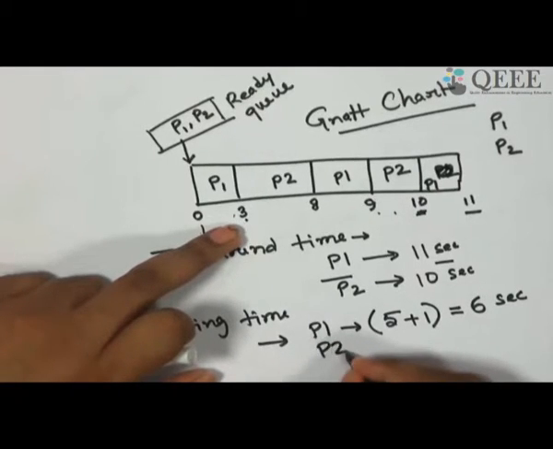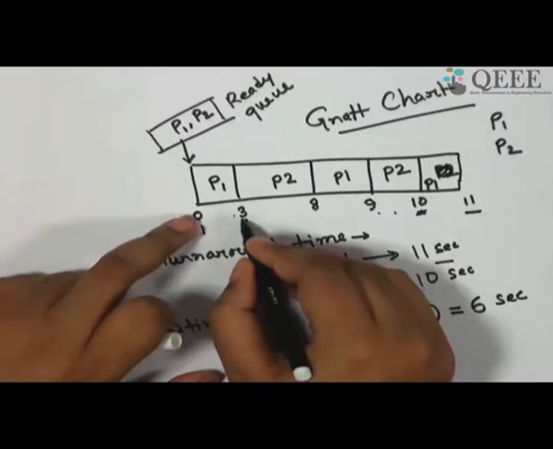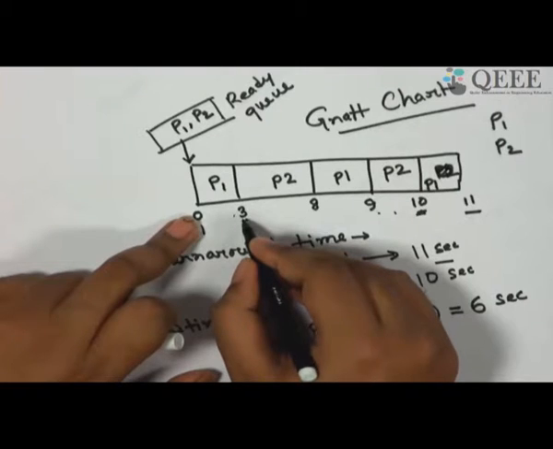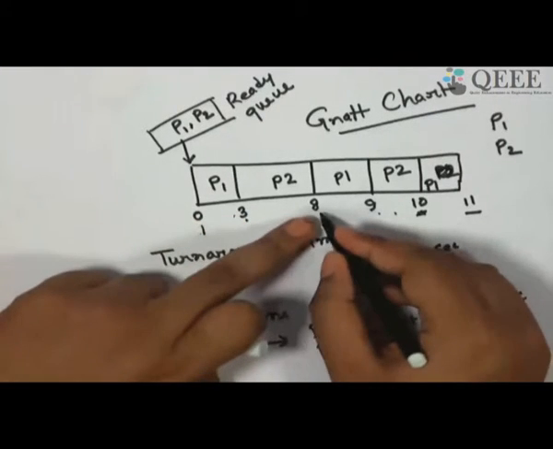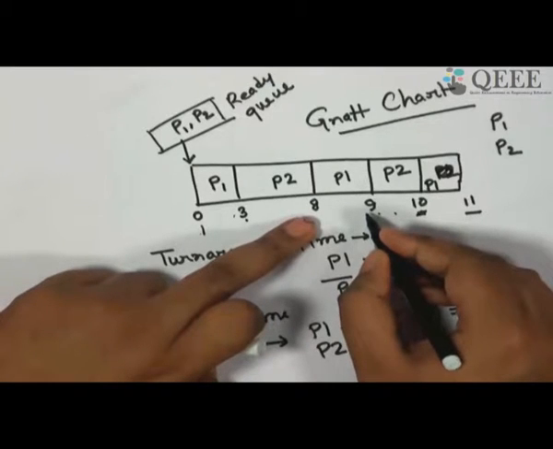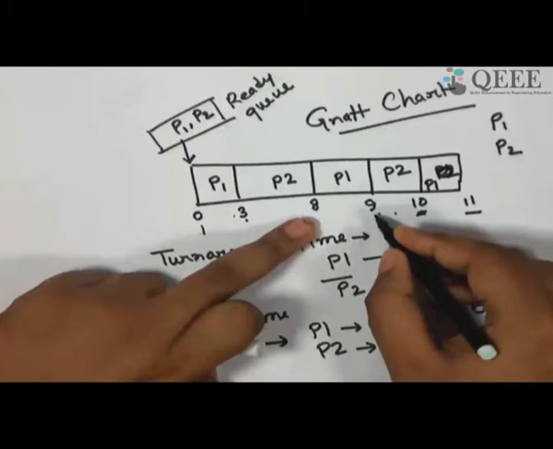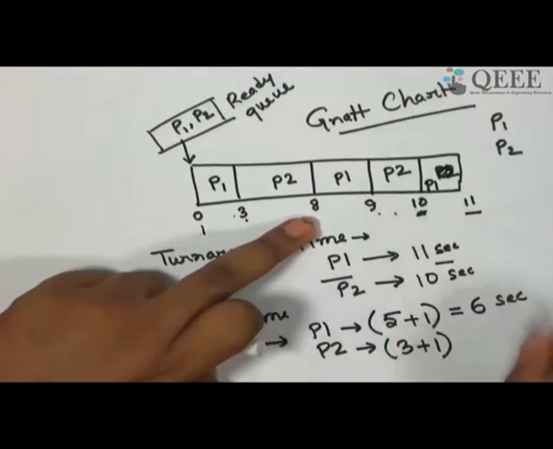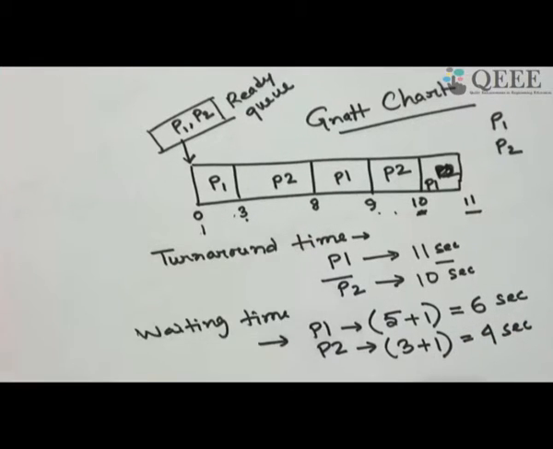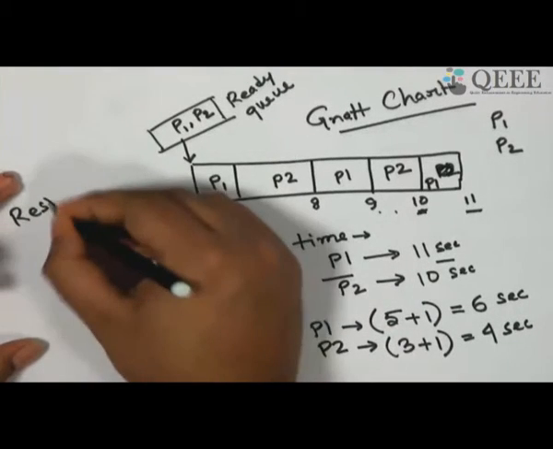Then for P2, P2 is in the ready queue when P1 is executing. From 0 to 3, for this time duration, P2 was in the ready queue, so 3, plus from 8 to 9 seconds, for this 1 second, P2 was in the ready queue. So 1 second. Then its execution is completed here. So it is 4 seconds. And then we come to the third parameter, which is the response time.